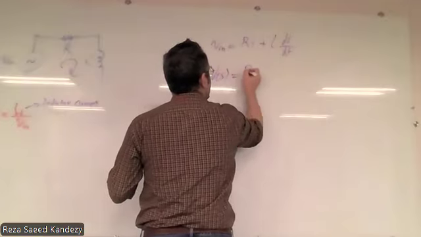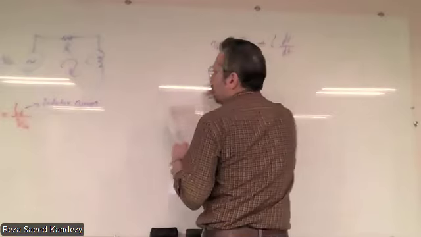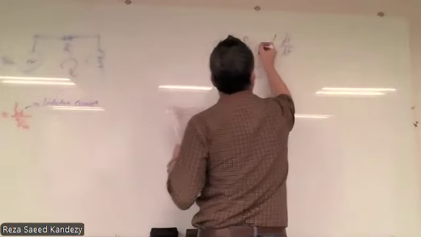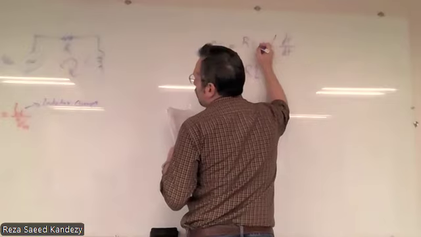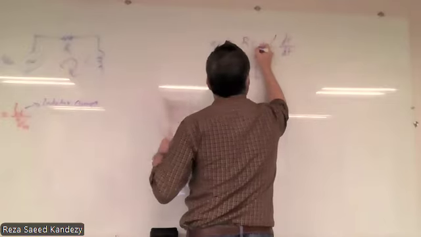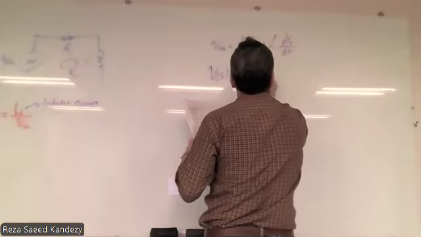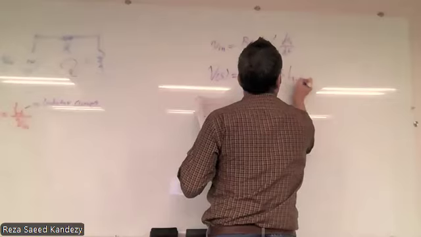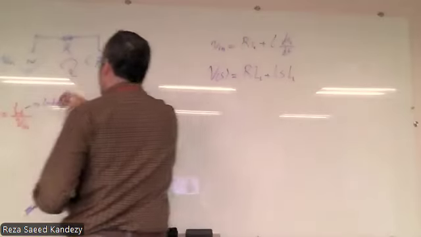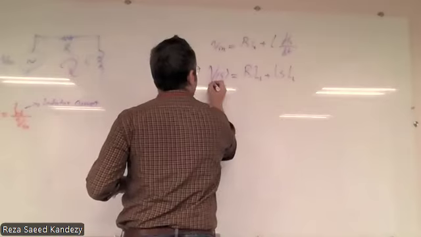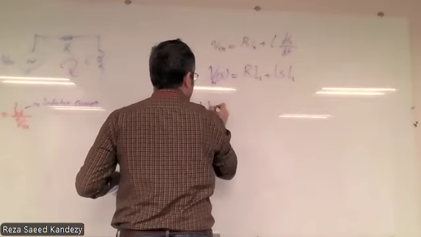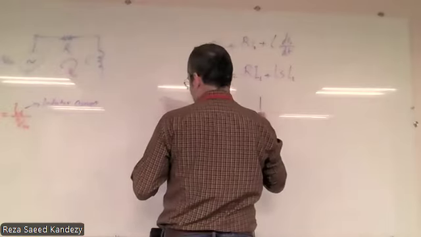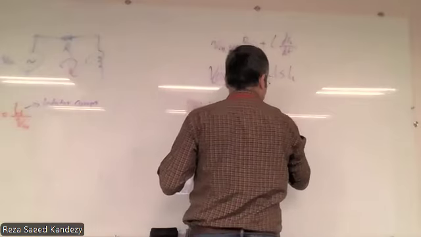So V of s is going to be the R I, and this is one loop. So the current and the inductor share the current. So both of them are going to be IL. So this is going to be R IL plus LS IL. Now we want IL over input voltage. So it's very simple. The H of s is going to be 1 over LS plus R.